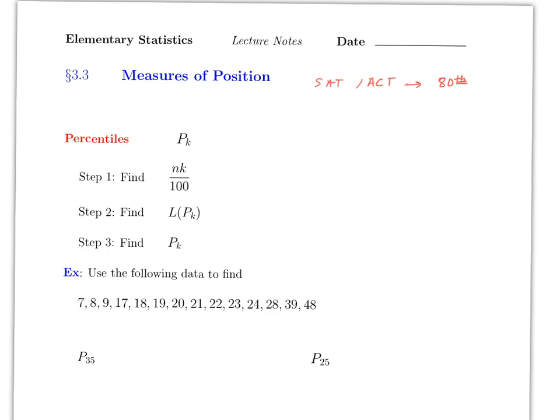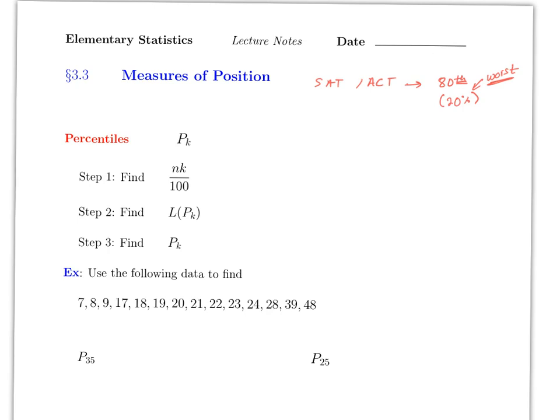If you score in the 80 percentile, well, first of all, it doesn't mean that you got 80%. All it means is that you scored better than 80% of the people that took the test, which also means that you did worse than 20% of the people that took the test. So this is going to be important for later.